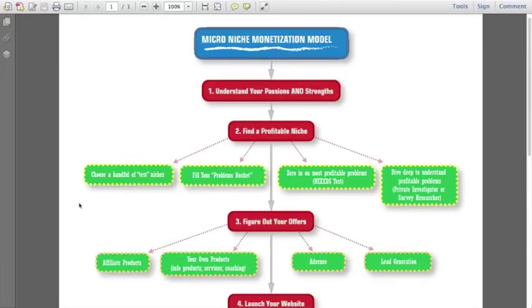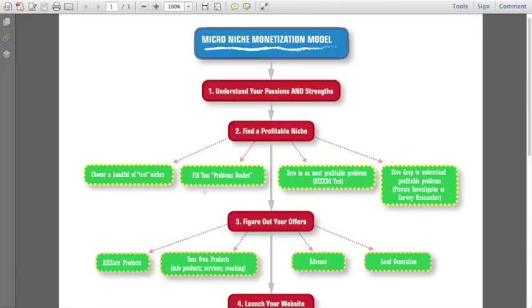And that's just a brainstorming exercise where you go through and figure out, okay, which niches should I be focusing on based on my passions and my strengths. At this point, you're not looking at profitability. You're only looking at niches that appeal to you based, again, on your passions, interests, and your strengths.